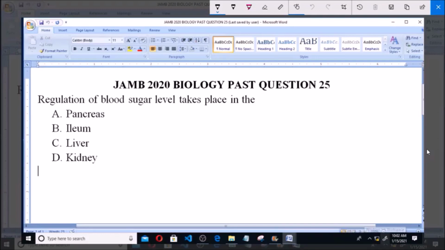I'll be answering JAMB 2020 Biology Past Question 25. Regulation of blood sugar level takes place in the A. pancreas, B. ileum, C. liver, and D. kidney.